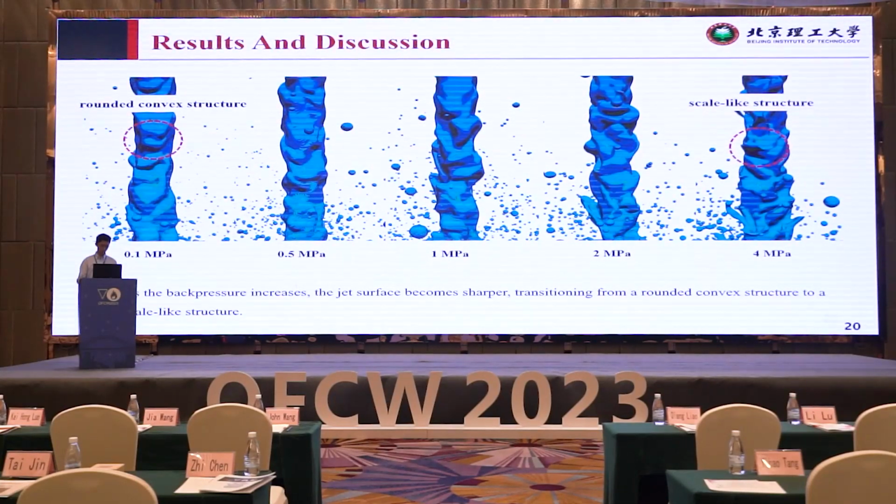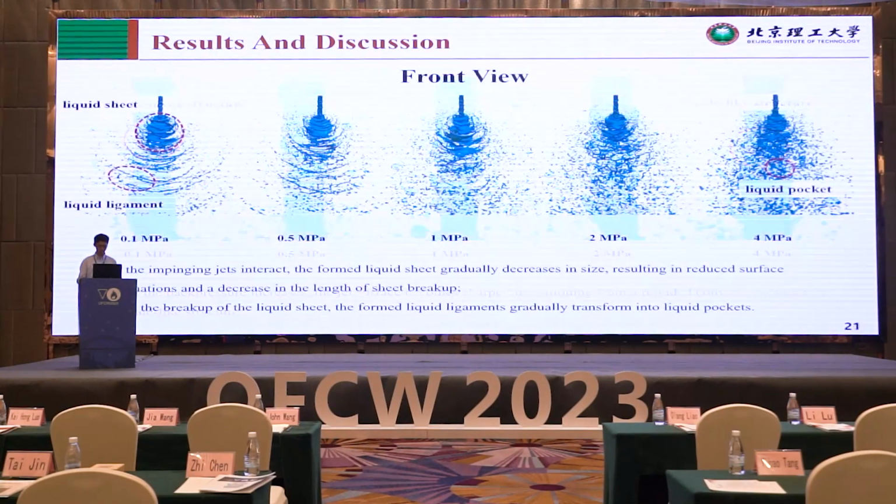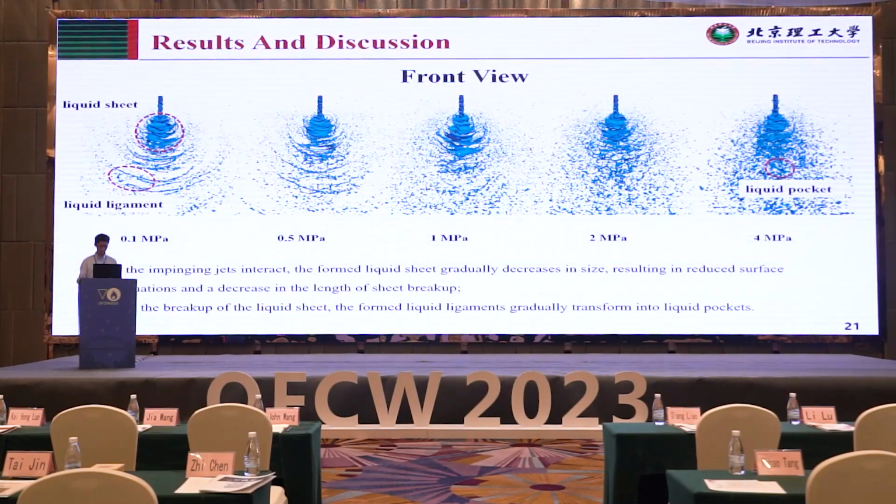During our simulation, we found that as we increase our back pressure, the jet surface becomes sharper, showing a transition from a rounded convex structure to a scale-like structure. We can see from our front view that as the impinging jet interacts, the formed liquid sheet gradually decreases in size, resulting in reduced surface fluctuations and a decrease in the length of sheet breakup. After the breakup of the liquid sheet, the formed liquid ligaments gradually transform into liquid pockets.